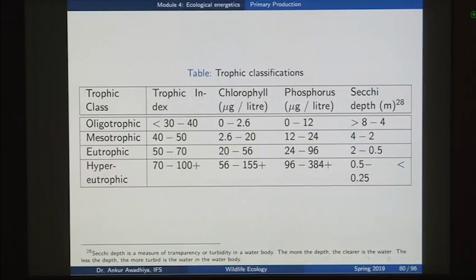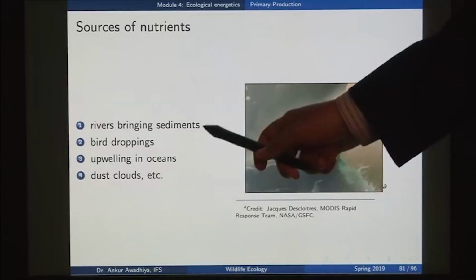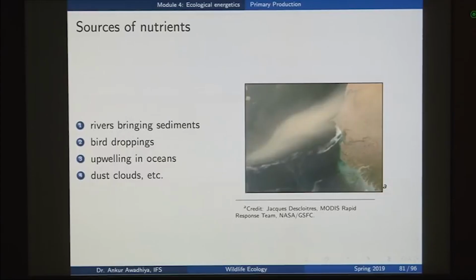Now, the next question is, when we talk about these levels of productivity and these amounts of nutrients that are available, how do these nutrients get into the lake? So, the sources of nutrients can be many, and of these some are rivers that are bringing sediments. Now, when we say sediments, a rock has a number of mineral salts inside, and when that rock breaks apart and converts itself into sediments and these rivers are bringing sediments, all those mineral salts are also brought along with the water. So, rivers that are bringing sediments are one source of nutrients.